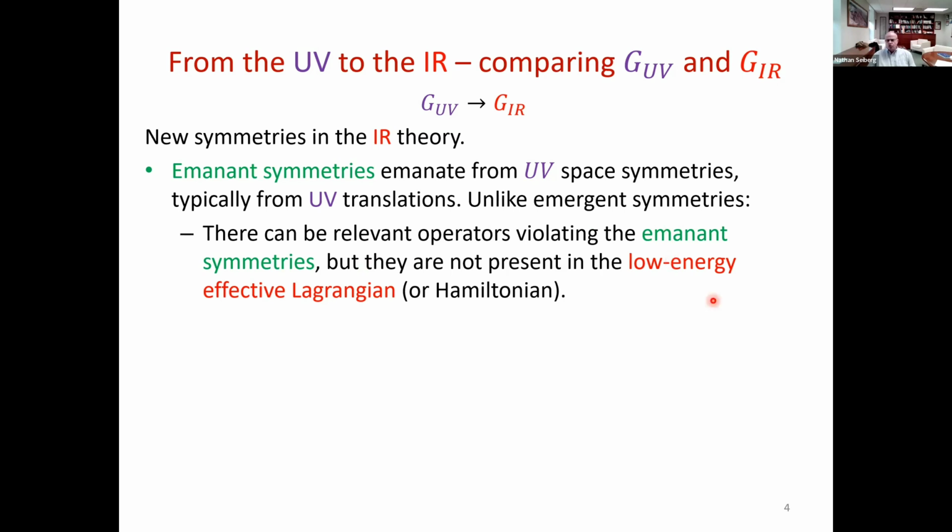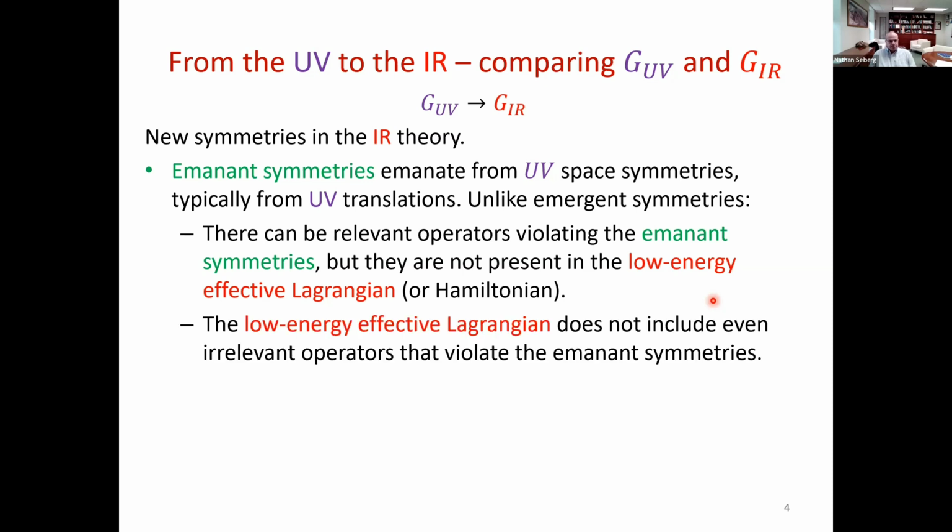So this goes against the rule that I specified earlier, that we get a new symmetry only when it so happens that all the relevant operators in the IR respect the larger symmetry. That's not the case here. There can be relevant operators that violate the symmetry, but they are not present in the Lagrangian. Furthermore, the low energy theory does not even include irrelevant operators that violate these symmetries.